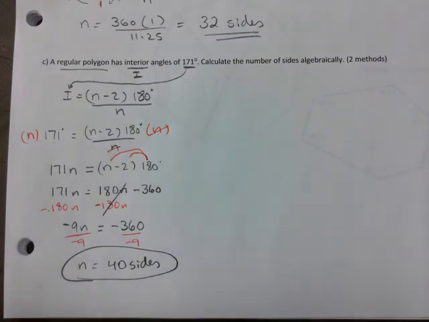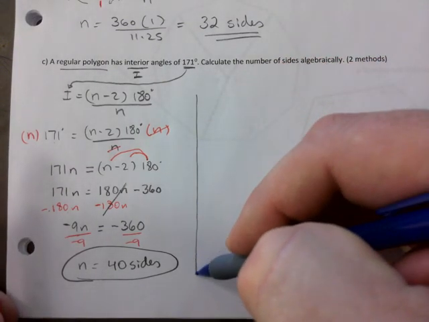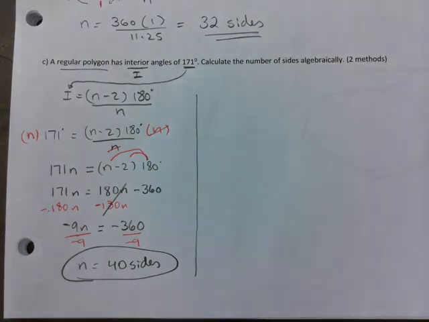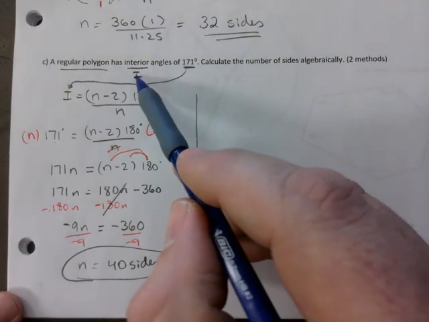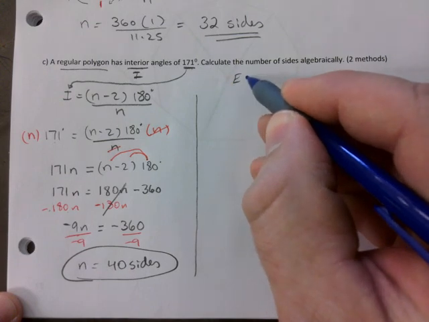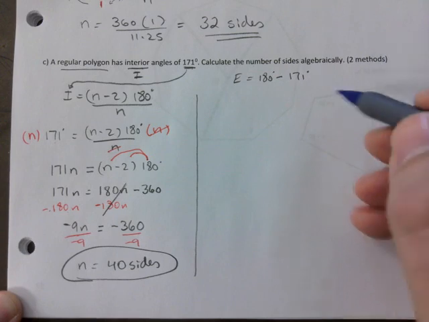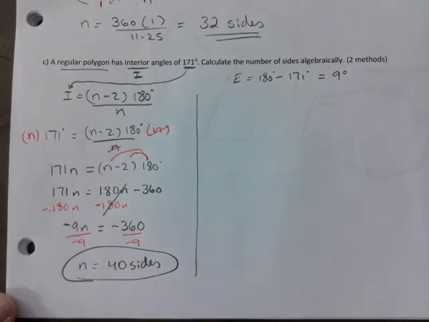This is one method. The next one is my favorite. But most students, for some reason, just like this one. Nothing wrong with that. But you know what I see? When you tell me that the interior angle is this, I see this. Oh well, the exterior angle is what? 180 minus 171. If the interior angle is 171, I know the exterior angle is 9 because they're supplementary every single time.